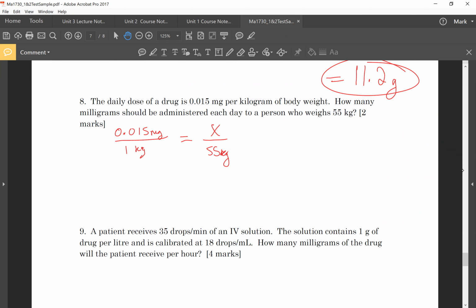So if the person weighed 55, then we would just take this number. Sorry, I don't want to leave out a 0 there. And we would get our answer, 0.825 milligrams. Okay, we're almost done.